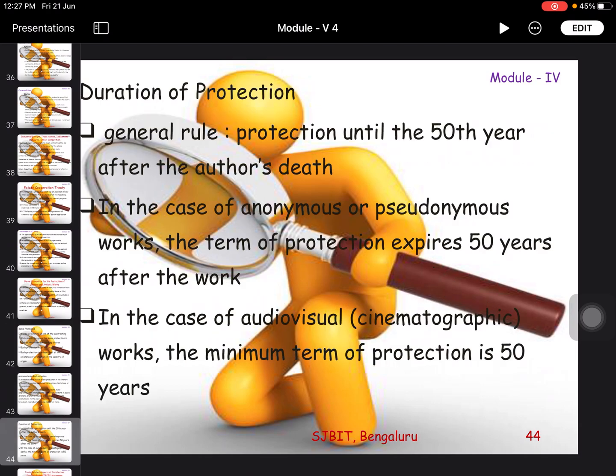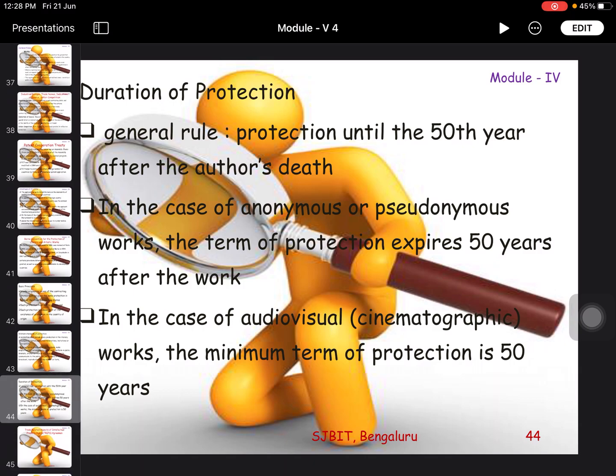The duration of protection for artistic work is until the 50th year after the author's death. In case of anonymous or pseudonymous works, the term of protection expires 50 years after the work is made available. In case of audiovisual works, the minimum term of protection is 50 years.